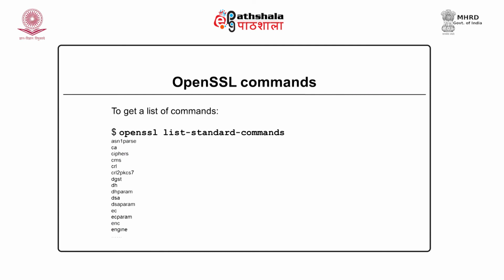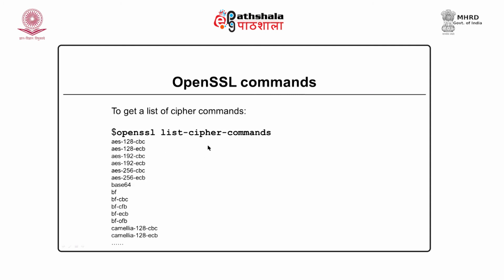Now, if you want to list standard commands, there are many commands with OpenSSL. When you give this command with the list standard commands option, it will list all the commands. This is a ready reckoner for those who forget what kind of option is suitable with the OpenSSL utility. Another command is list cipher commands. Suppose I want to do encryption, I can use either the AES algorithm or the BF algorithm and so on. These are the different algorithms or ciphers that can be used with the OpenSSL utility.